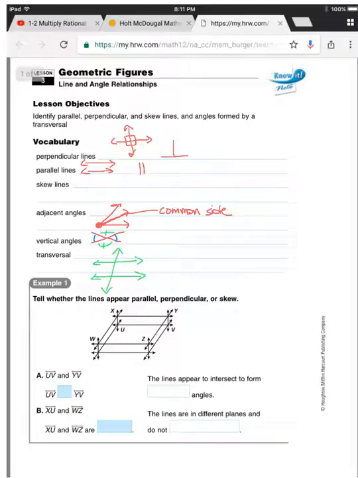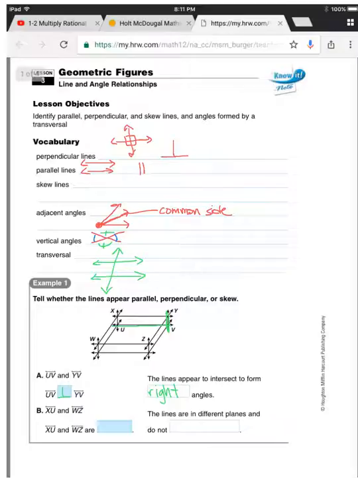So, UV, I'm going to highlight that back here, and YV right here. Okay, so the lines appear to intersect to form right angles. So UV is perpendicular to YV, sorry.